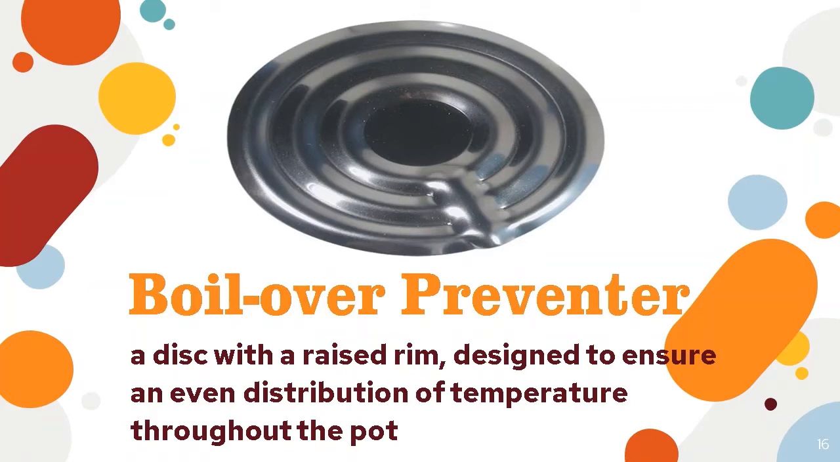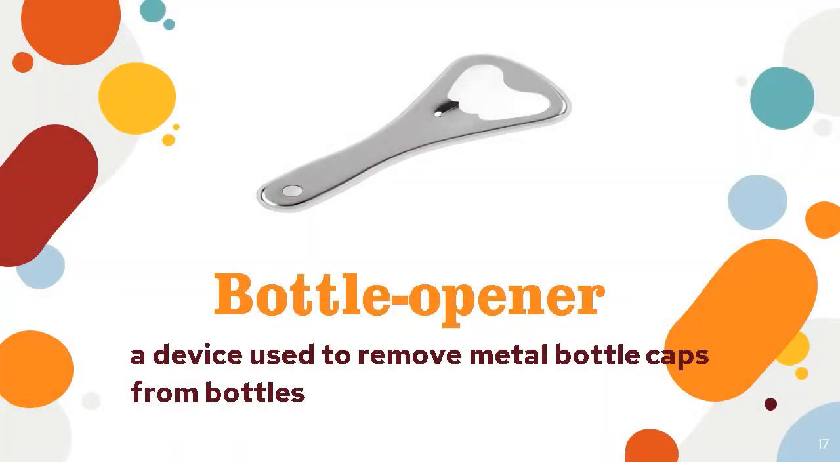Boil-over preventer. It is a disc with a raised rim designed to ensure an even distribution of temperature throughout the pot. This prevents bubbles from forming in liquids such as milk or water, thus the name boil-over preventer. We all know what a bottle opener is. It is a device used to remove the metal bottle caps from bottles.